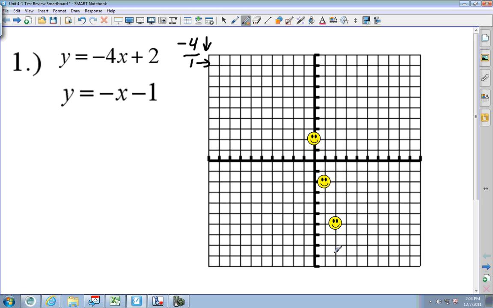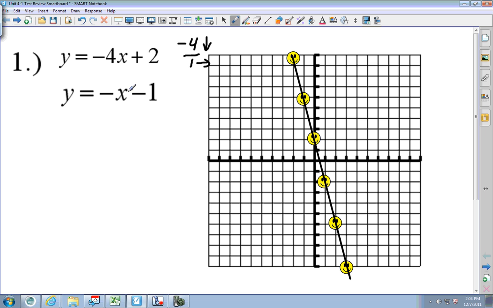Down 1, 2, 3, 4 to the right 1 and put a dot. I can also go up 1, 2, 3, 4 and to the left 1. Okay, so now that I have my points, I can draw my line to connect them.